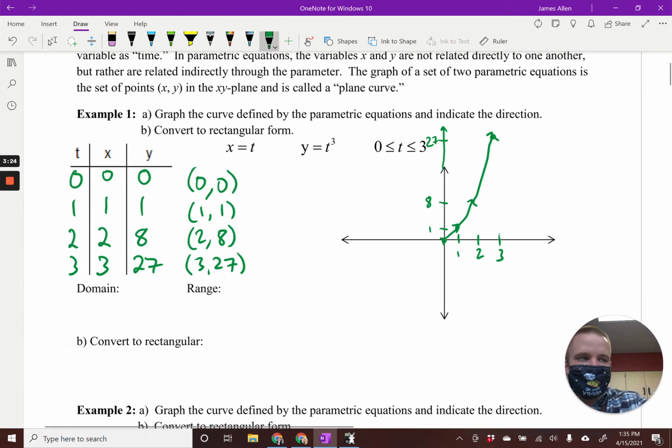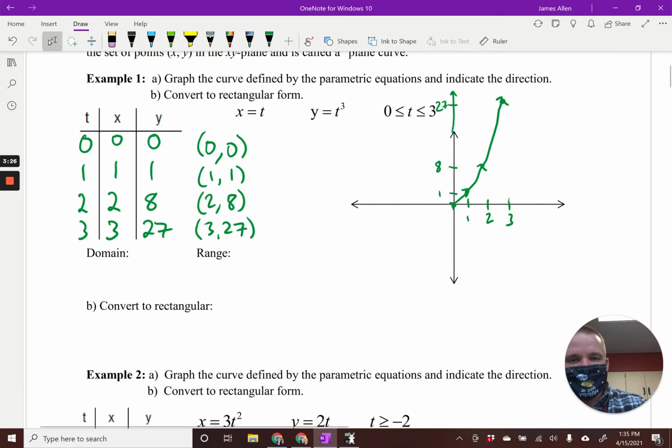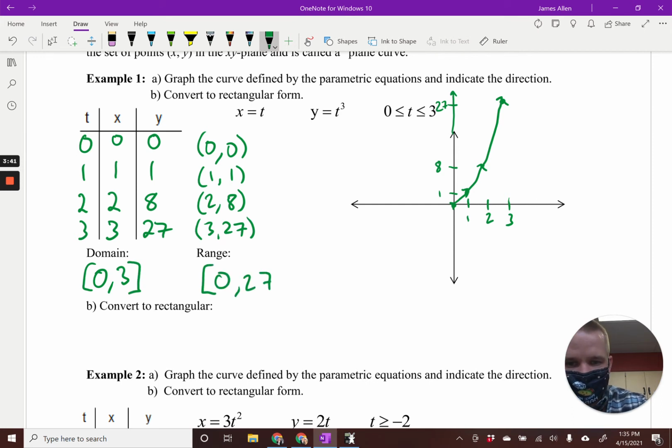So let's talk domain and range here. The domain is still restricted from 0 to 3. Those are my x values, right? So from 0 to 3, including it. And then my range is going to be from 0 to 27 for my parametric equation here.